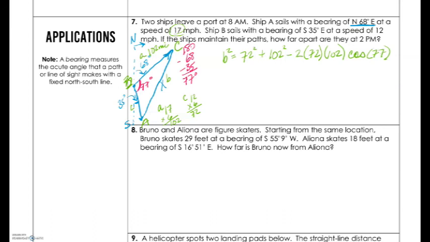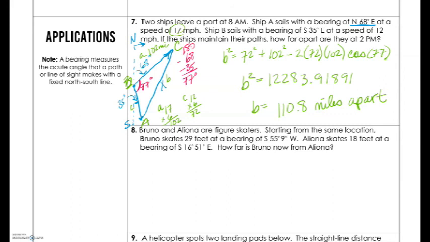And I need to work all of this out. So I'm going to find out that b squared equals, I'm rounding this off with several decimal places as we talked about before. So when I take the square root of that, I'm going to find out that they are 110.8 miles apart at 2 p.m.